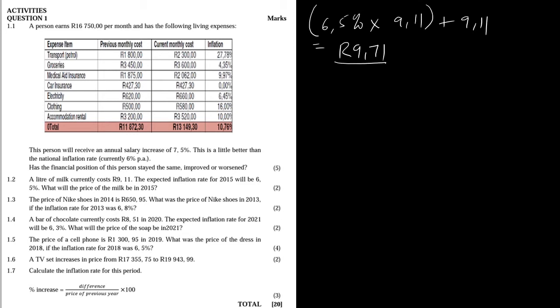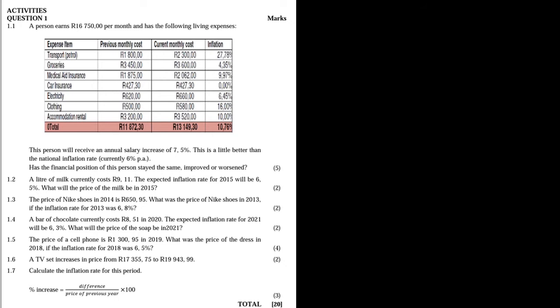Or alternatively, you could do 106.5 over 100 times 9 Rand 11, and you'd still arrive at the same amount, which is 9 Rand and 71 cents. Okay, 1.3, the price of Nike shoes in 2014 is 650 Rand and 95 cents. What was the price of the Nike shoes in 2013, if the inflation rate for 2013 was 6.8%?